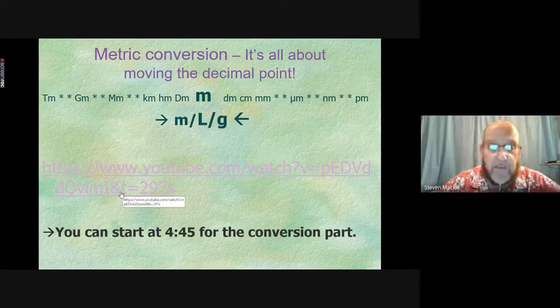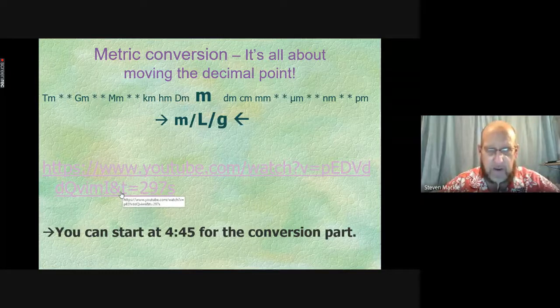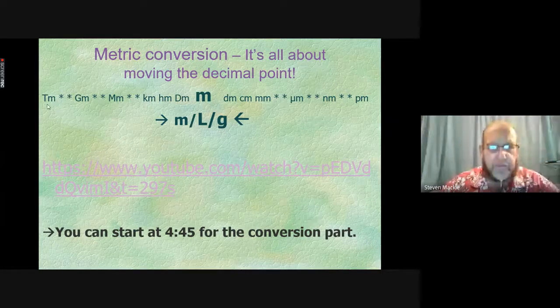But anyway, there's a link here, and this link is about what we call metric conversion, which is something I'd like to talk about. Okay, I'd like to talk about converting between one metric unit and another. Now, let's go up here for a minute. Take a look at this scale that I put up here on the top, okay?